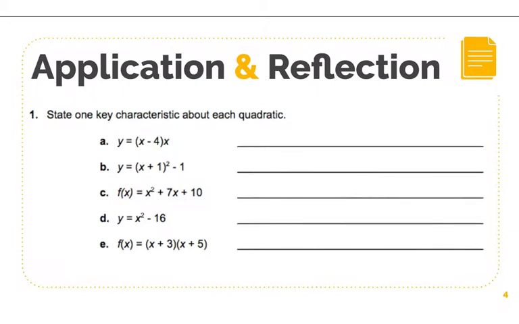Okay, last slide actually. So this one is towards the bottom of your worksheet. And they just want you to state one key characteristic about each quadratic. So for the first one, right, you can look and know that it's in factored form. Okay, so I'm going to look at all the ones that are in factored form. So I see A is and E is.